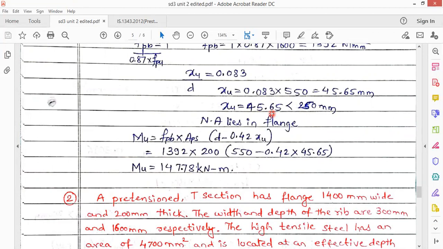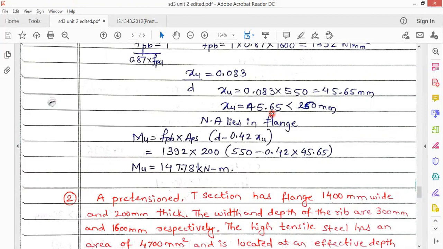So for this case, we have the equation moment of resistance MU equal to FPB into APS into in bracket D minus 0.42 XU. So we'll substitute the value of FPB, APS, effective depth D and XU, and we'll obtain the value of MU. So here it is 147.78 kilonewton meter. So student, this is the example when neutral axis lies within the flange.